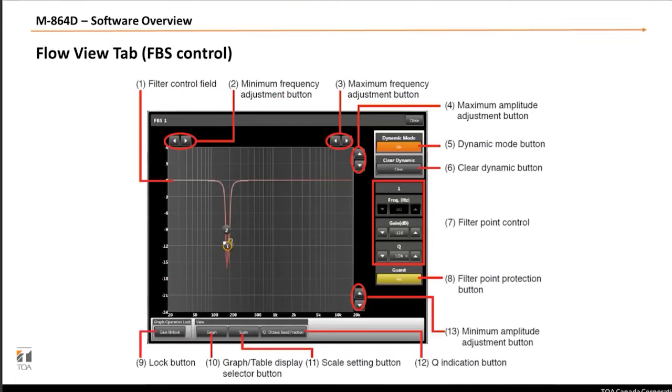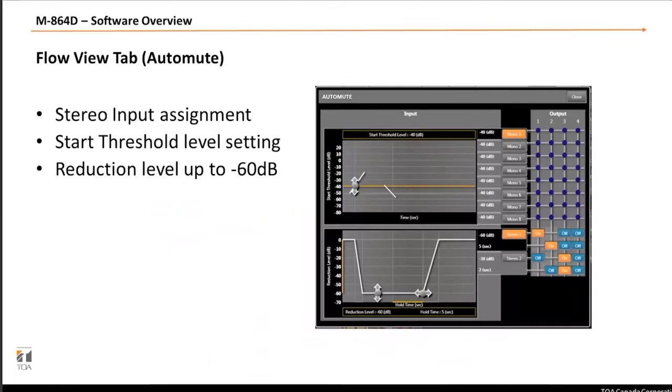Here is the control window for the feedback suppression. Obviously it's dynamic and it's going to set up automatically, but you can also give parameters to the FBS in order to limit some of this feedback suppression effect. There is stereo input assignment available to us. Obviously, threshold level setting also is there, and you can have up to 60 dB reduction from the threshold.